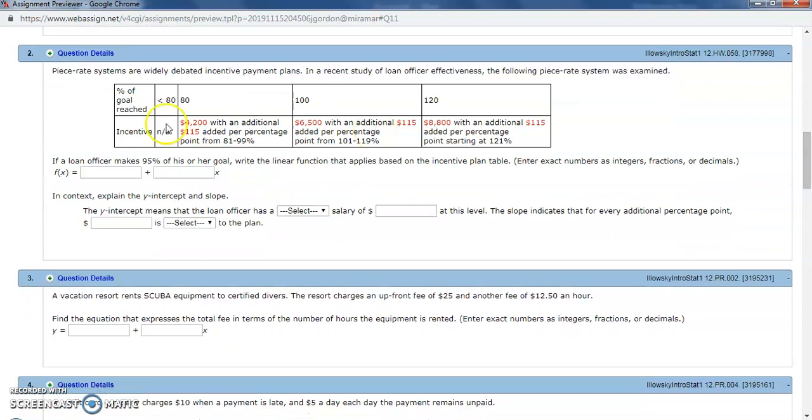So for this one, a loan officer makes 95%. That means they're in this category. They have to be over 100 or over to be in this category. So their equation is going to be 4,200. The 4,200 actually represents the base, and the 115x is the slope. And so 115 is added for every additional percentage point.